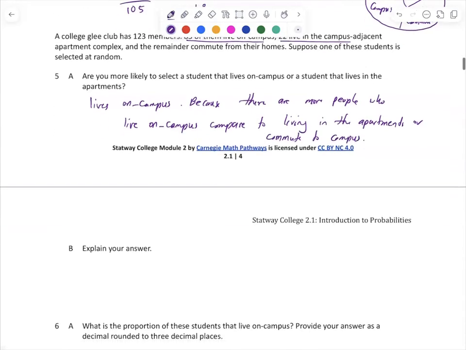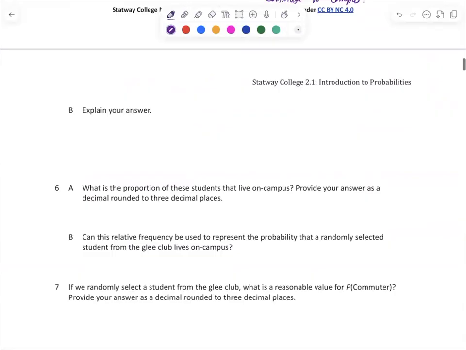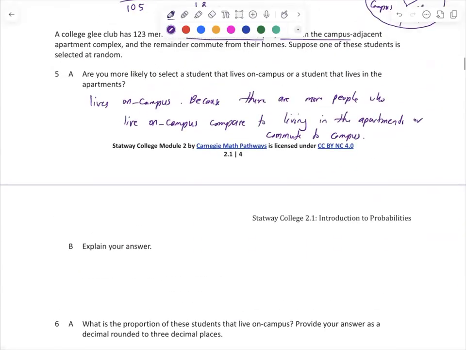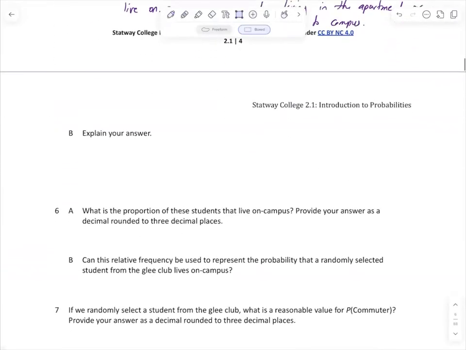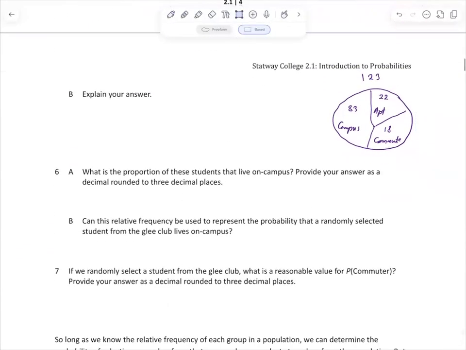to campus. What is the proportion of these students that live on campus? So let me just copy and paste this one here so we don't have to go back up. Okay, here we go. What is the proportion or what is the probability of these students that live on campus? So what are we asking? We're asking what is the probability that we randomly select a student and that student lives on campus. You're finding a fraction, you're finding the relative frequency.